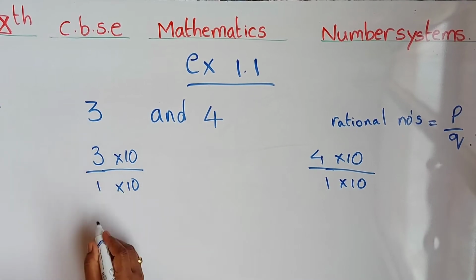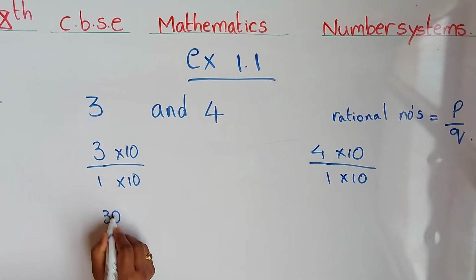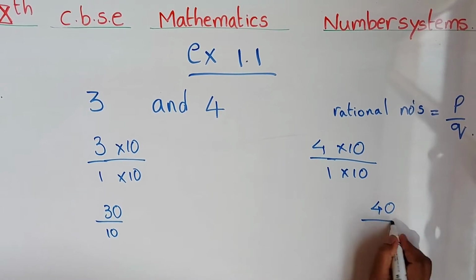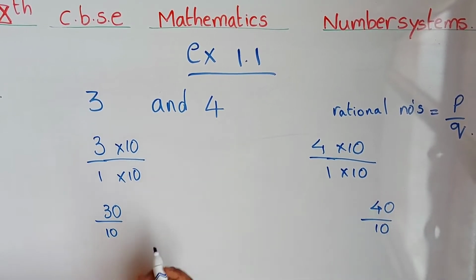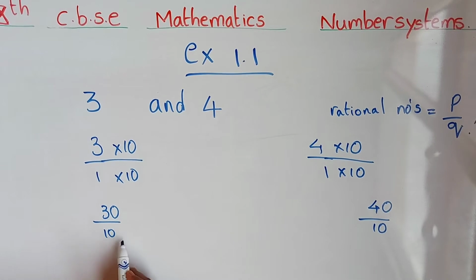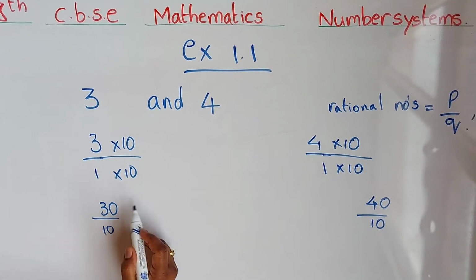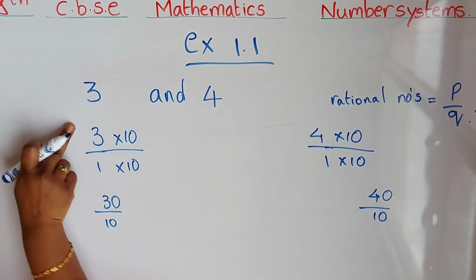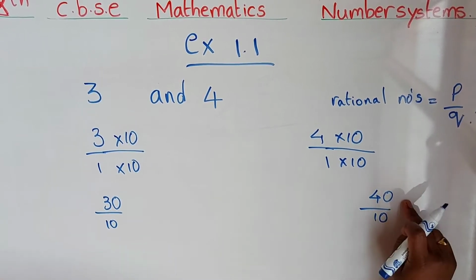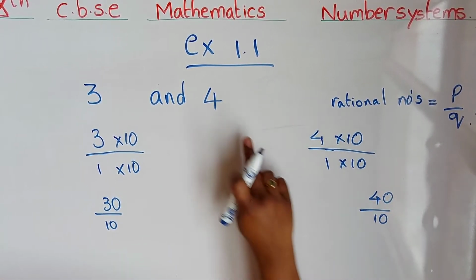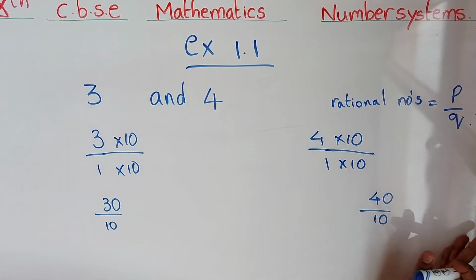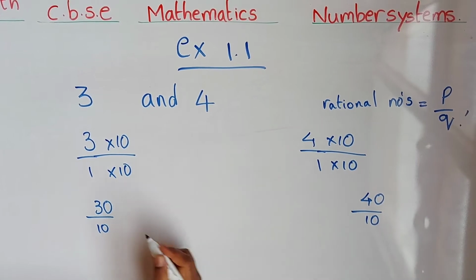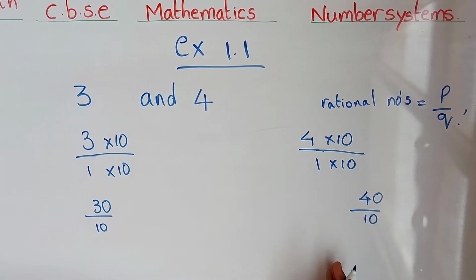We'll see what happened. 3 tens are 30 divided by 10. 4 tens are 40 divided by 10, right? So 10 ones are 10 and 10 threes are 30. If you simplify this division, you will get 3. 10 ones are 10 and 10 fours are 40. If you simplify this division, you will get 4. Now 3 and 4 became 30 by 10 and 40 by 10. So now we will write the rational numbers in between.